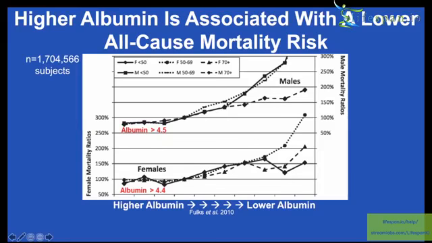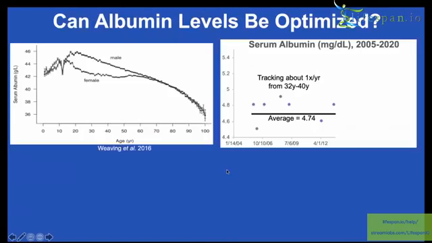And then each of these different data points are for different age groups. So men or women less than 50, 50 to 69 years old, and greater than 70. So what we can see is that as albumin levels decrease, risk of death for all causes increases for both sexes. So can albumin levels be optimized?